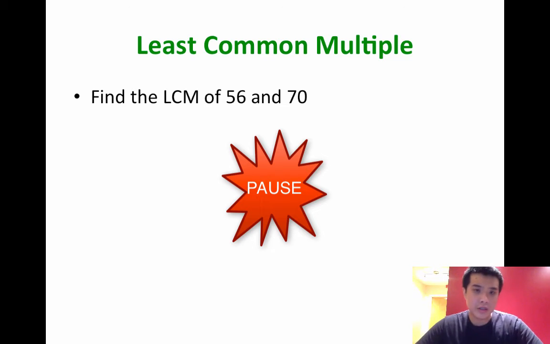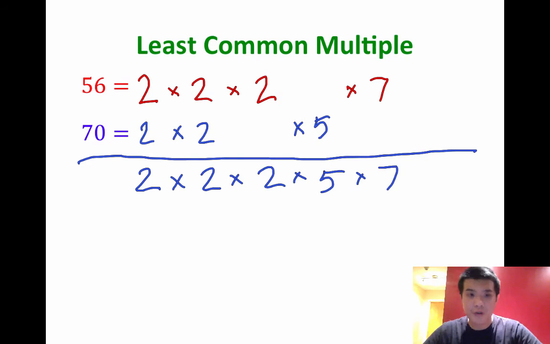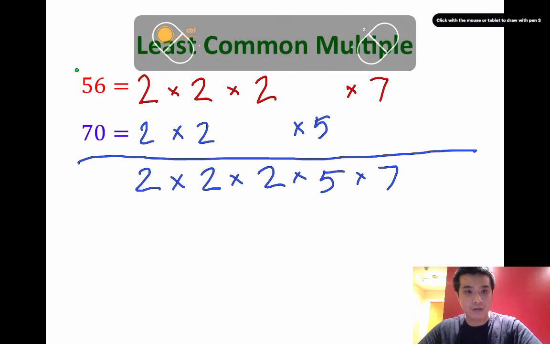Now I want you to pause the video at this point and try out this question. Find the least common multiple of 56 and 70. Remember, you have to start out by finding the prime factorization of 56 and 70. You should find them to be, for 56, 2 times 2 times 2 times 7, and for 70, it's going to be 2 times 2 times 5.